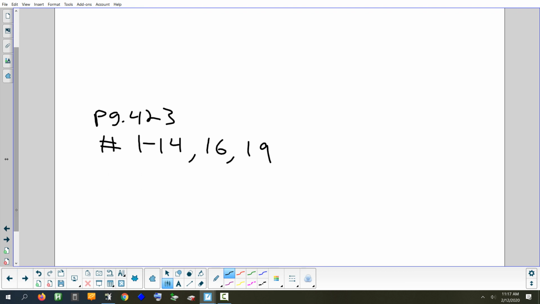So we already did 1 through 10. So let's just do 11. Let's take out 12. 16 is quick. That's good for that. So for this part of the homework, those three: 11, 12, 16.